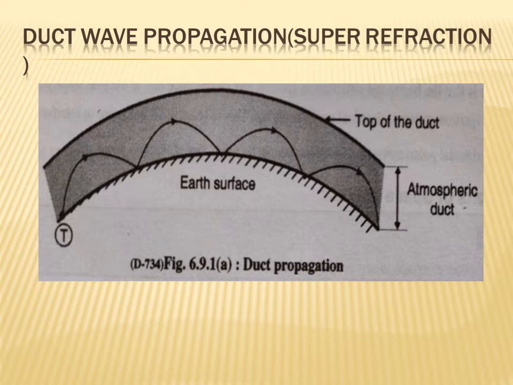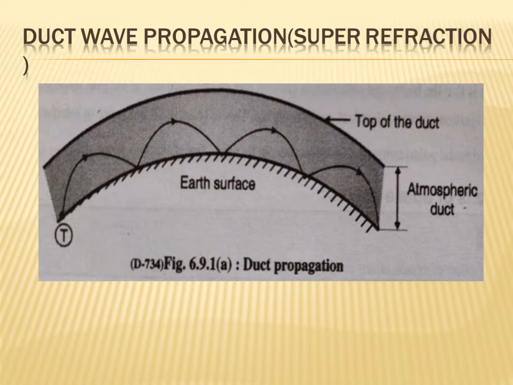This duct wave propagation consists of a special phenomenon called super refraction or ducting. This type of propagation is used for very high microwave frequencies. The figure shows duct wave propagation: the earth surface and the top of the duct, and in between them an atmospheric duct is formed.